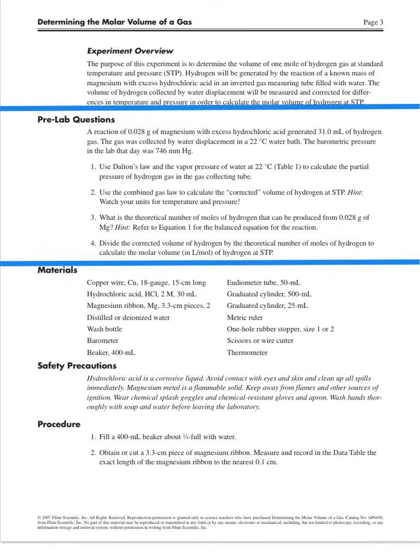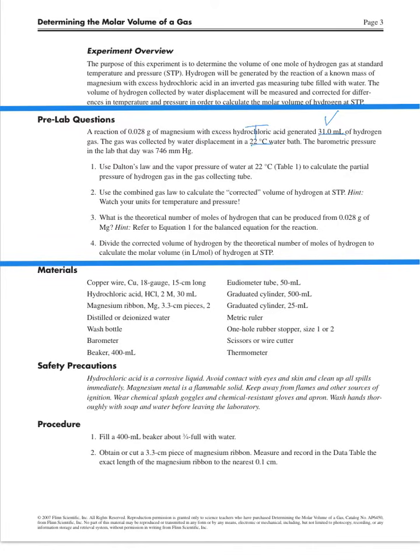Alright guys, so this video is going to be a review of the pre-lab questions for our molar volume lab that we'll be doing in class. And so for these pre-lab questions, it says a reaction of 0.028 grams of magnesium with excess hydrochloric acid generated 31 milliliters of hydrogen gas. So milliliters, we know that this measures volume. The gas was collected by water displacement in a 22 degrees Celsius water bath.